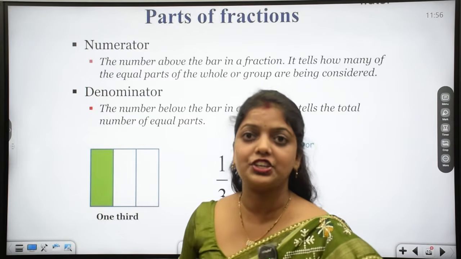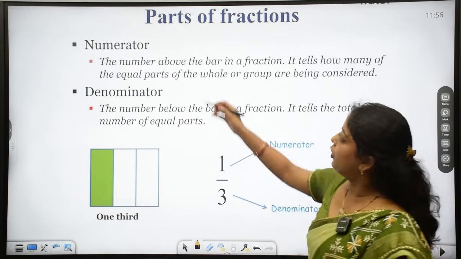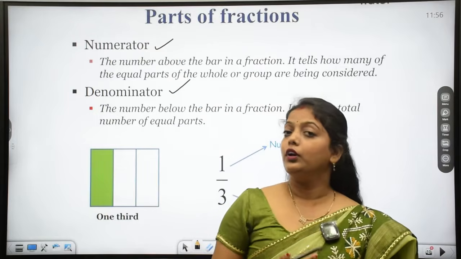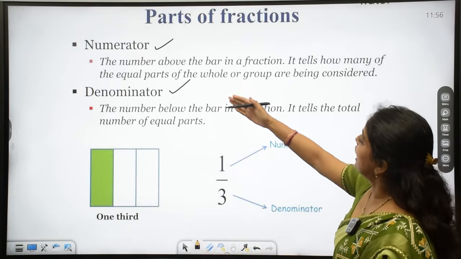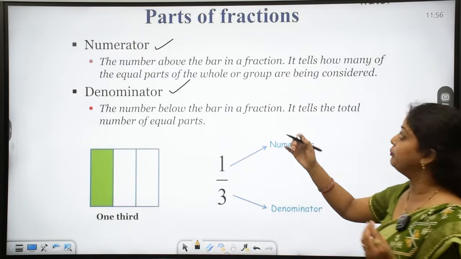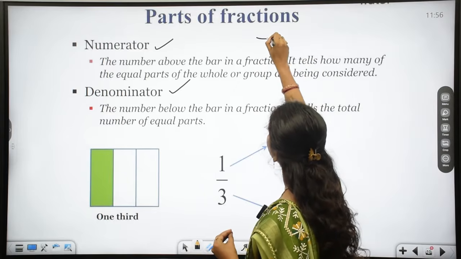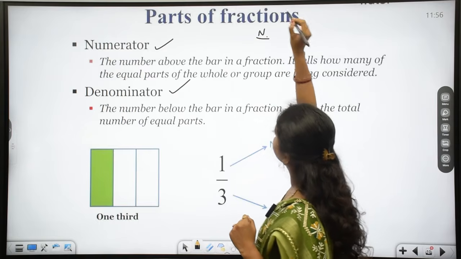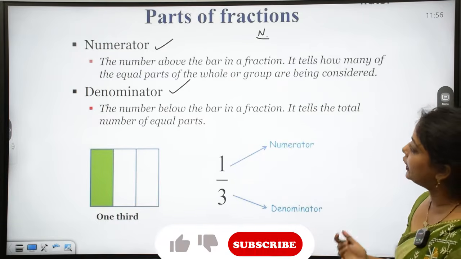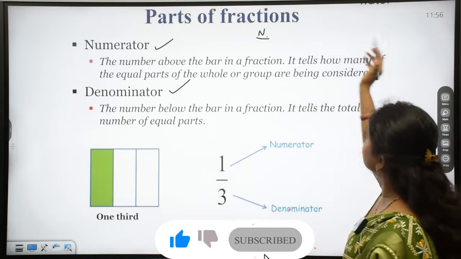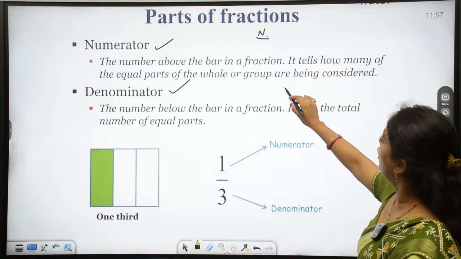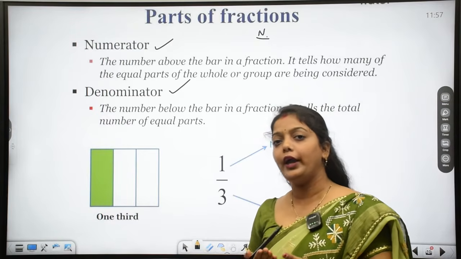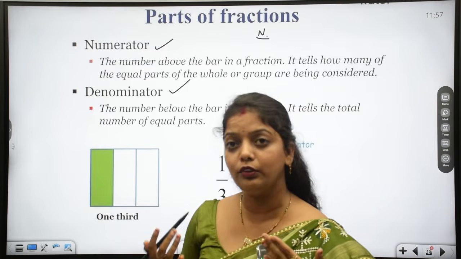How do we represent a fraction? We represent a fraction in the form of numerator and denominator. The number which is above the bar in a fraction is called the numerator. The numerator tells how many equal parts of a whole or group are being considered. That means whatever the required part is, it is represented by the numerator.